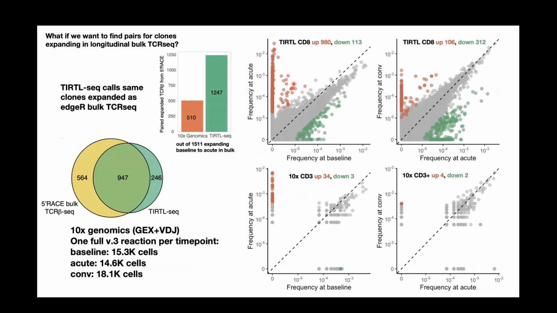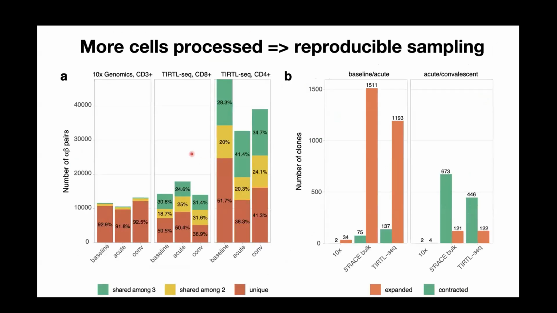And if you look at the expanded clones identified in bulk and identified by TIRTL-seq, you see very good overlap, right? So basically, conventional bulk 5' RACE and TIRTL-seq applied to longitudinal data find the same expanding, contracting clones. And then frequently people use a combination of bulk and 10x to get both expansions, contractions, and pairings. And we can compare TIRTL-seq in this scenario, right? So you get your expanded clones from bulk sequencing, and then you look up in 10x or in TIRTL-seq, done on all 3 time points, to find the pairs, right? And again, we see that TIRTL-seq beats 10x because the number of pairs is bigger.